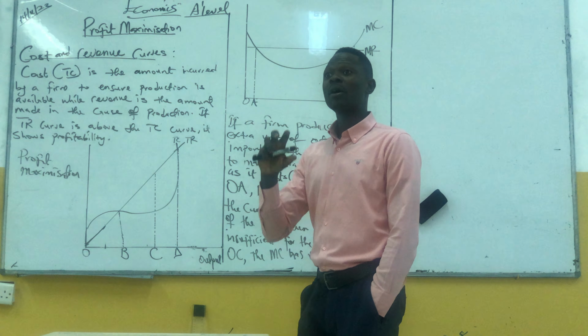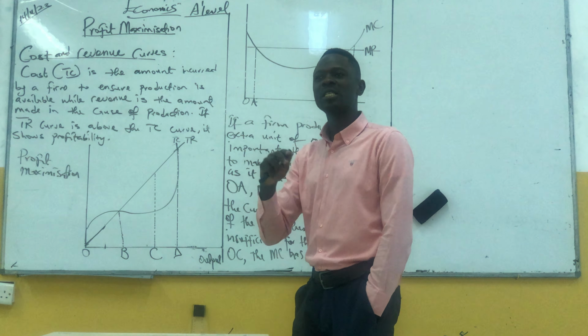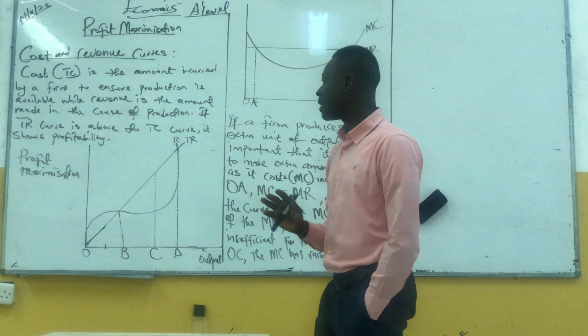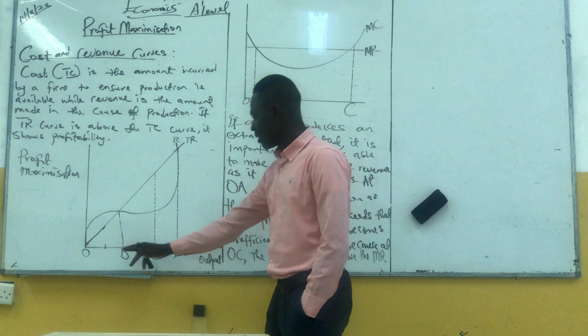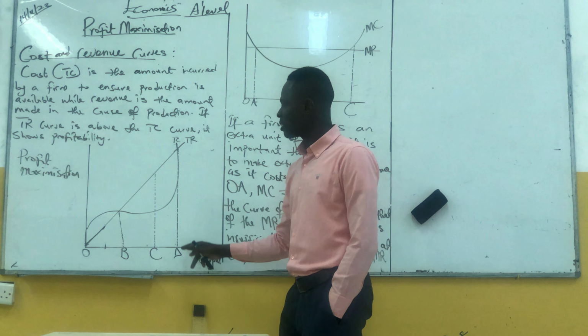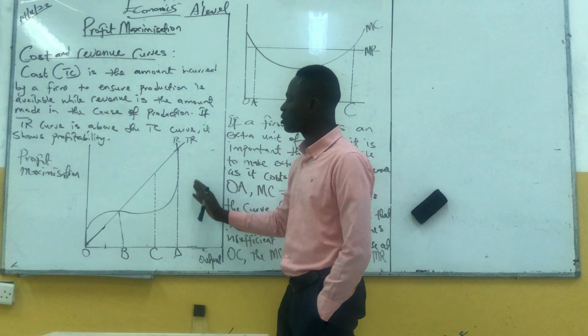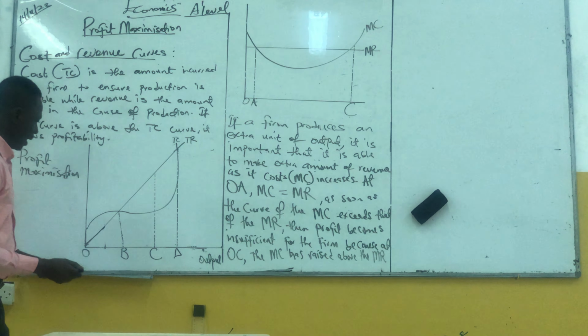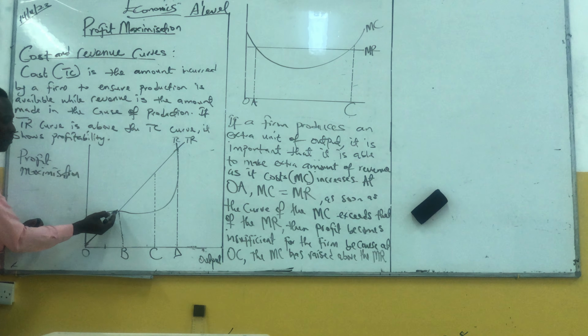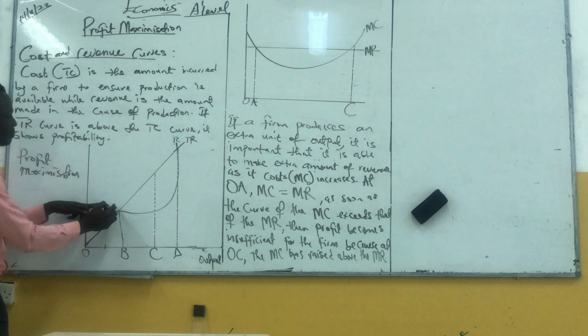The graph will show the profitability of any firm. Look at the curve graph we have here. This is the unit of output produced. We have the total cost and the total revenue. For the total cost, at this point where both curves meet, we call it the break-even point.